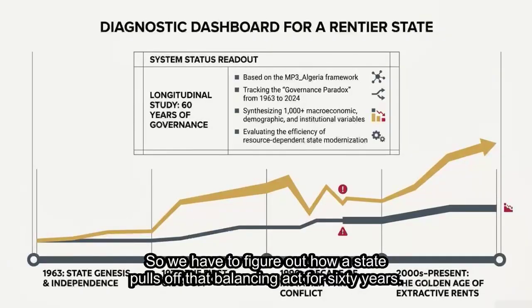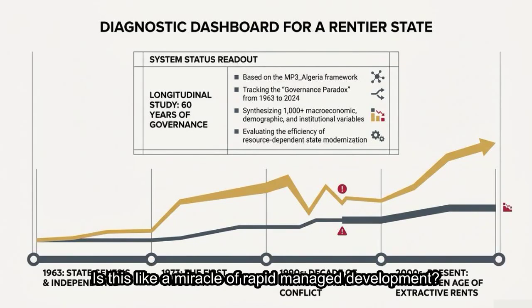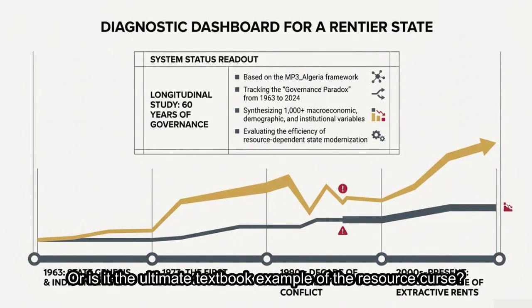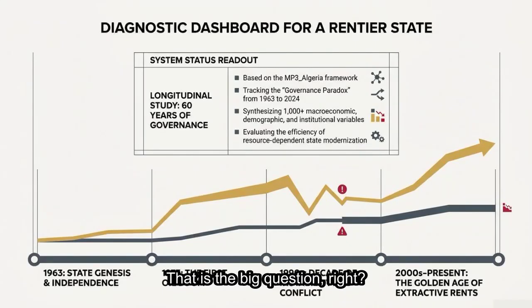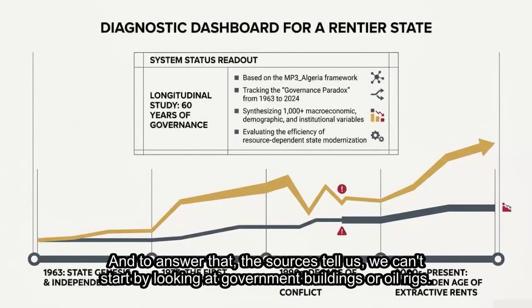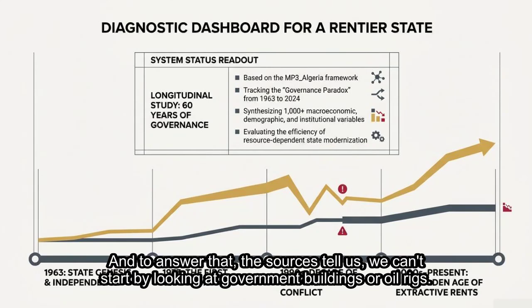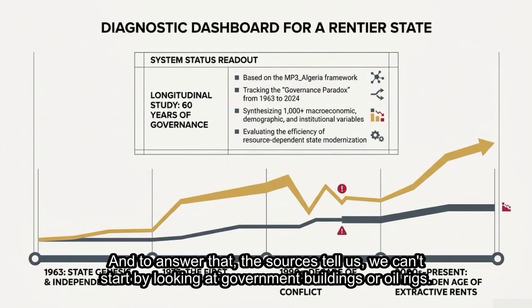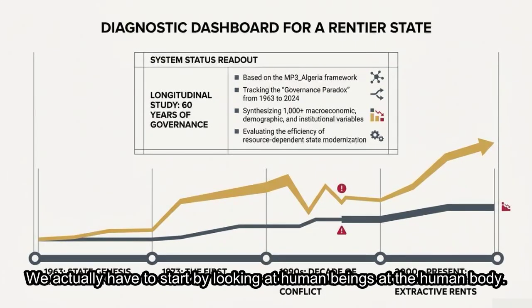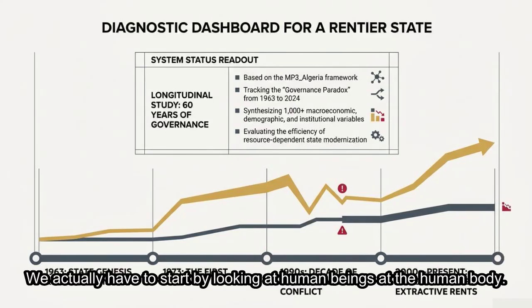Yeah. So we have to figure out how a state pulls off that balancing act for 60 years. Is this a miracle of rapid managed development, or is it the ultimate textbook example of the resource curse? That is the big question. Right. And to answer that, the sources tell us we can't start by looking at government buildings or oil rigs. We actually have to start by looking at human beings, at the human body, really.